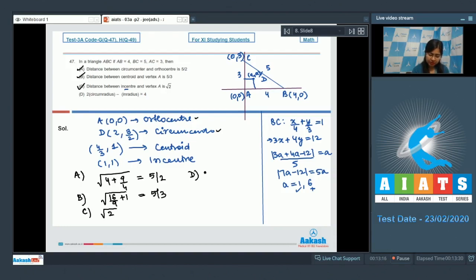Now option D, 2 into circumradius. Circumradius is DC, that is 5/2, minus inradius, that is A, that is 1. So this is 5 minus 1, that is 4. So this is also correct. So the answer is A, B, C and D.